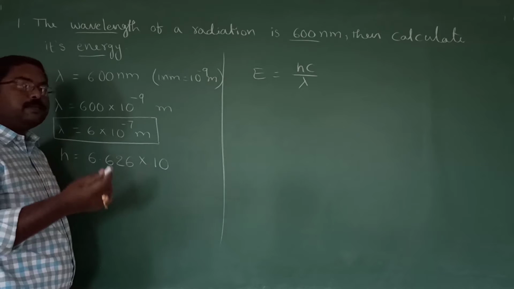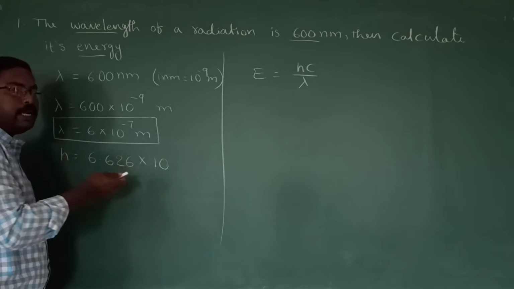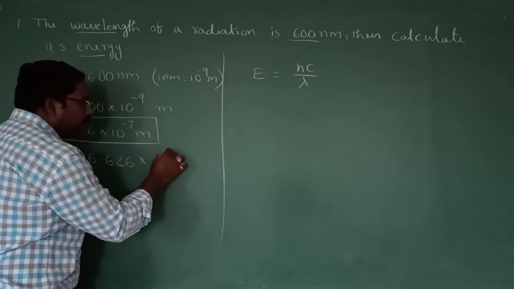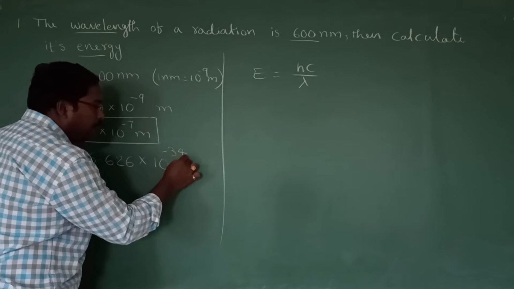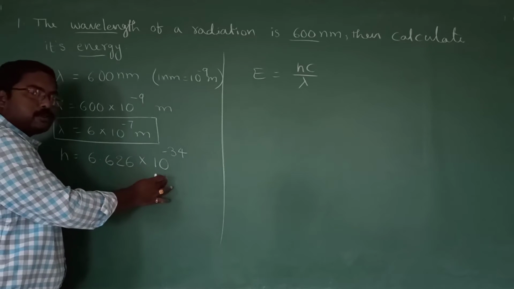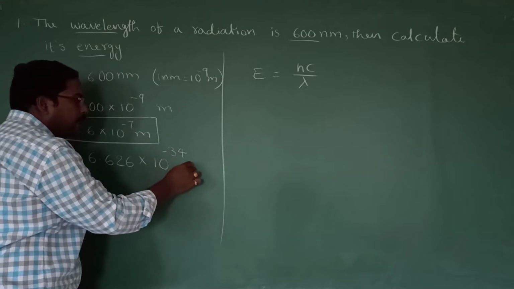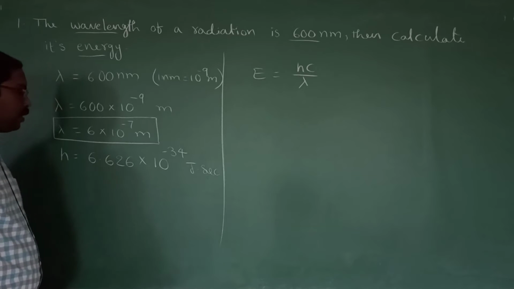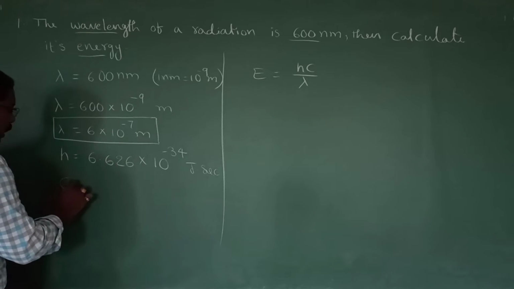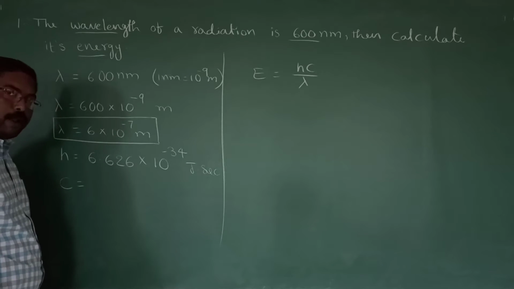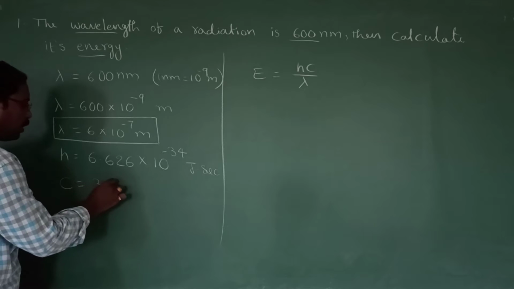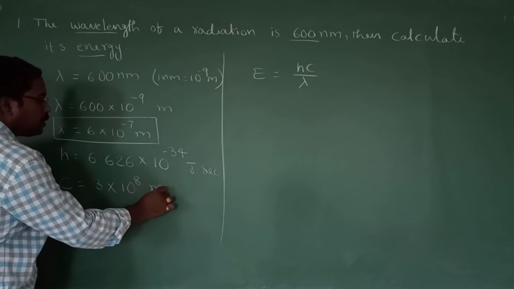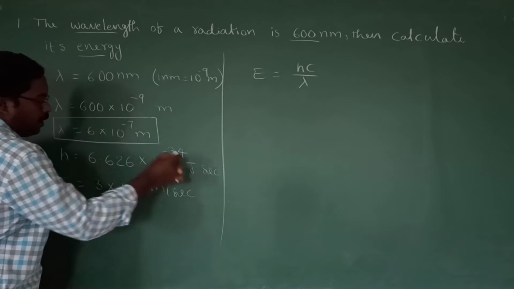If the options are in terms of hertz, we can take the h value in terms of hertz. Here I am taking it in terms of joules. The value is 6.626 × 10^-34 joule second. What is the other data needed? Velocity of light. They don't give it in the question. We need to remember this value in terms of meters per second.